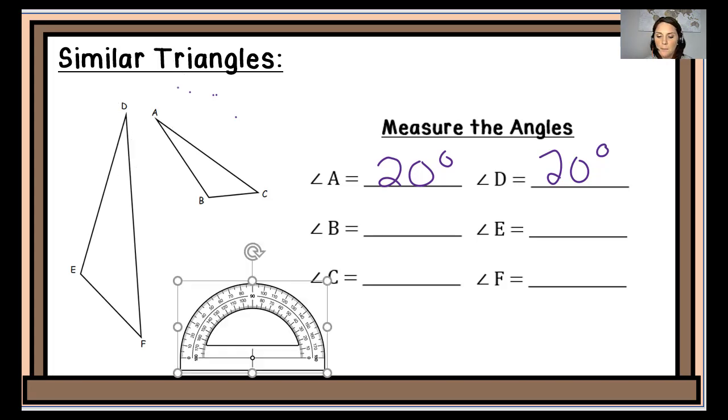Okay, for angles B and E, I was able to measure 119 degrees. So go ahead and record your answer. If you're off by a degree or two, that's fine. Try to get as close as you can. And angle C was 41 degrees.